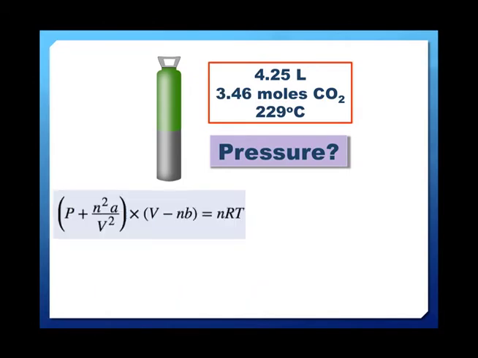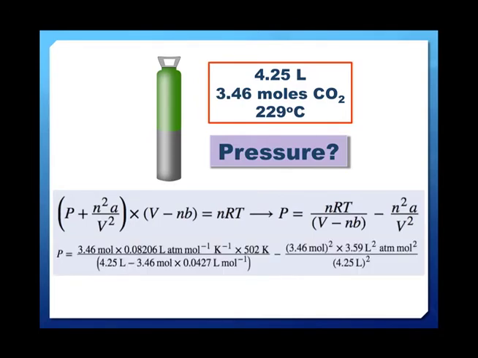Next, let's use the van der Waals equation. This will be slightly trickier, but still not too bad. First, let's rearrange the equation to solve for pressure by first dividing both sides by V minus nb, and then subtracting the n squared a over V squared term.